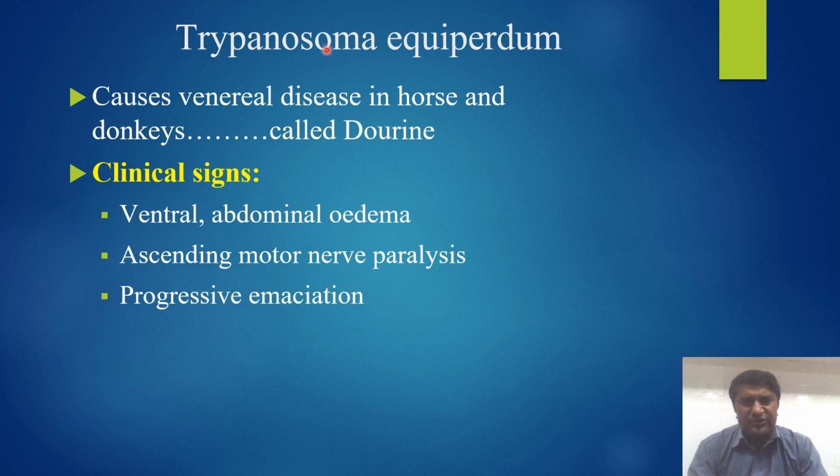Trypanosoma equiperdum causes the venereal disease in horses and donkeys, and it is also called dourine. The clinical signs: ventral or abdominal edema, ascending motor nerve paralysis, and progressive emaciation.